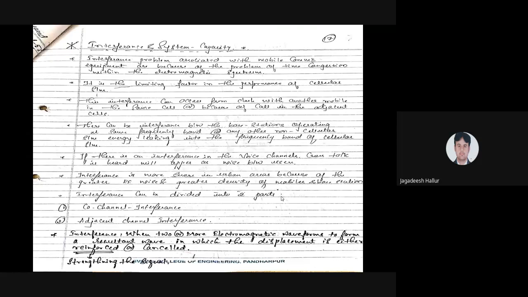What is co-channel? In co-channel, interference is less because the distance between the two signals is high. A1 and A1, these two cells are located far away from each other. This is co-channel. In adjacent channel, the side-by-side cell creates the interference. The first point is co-channel interference, in short form called CCI.